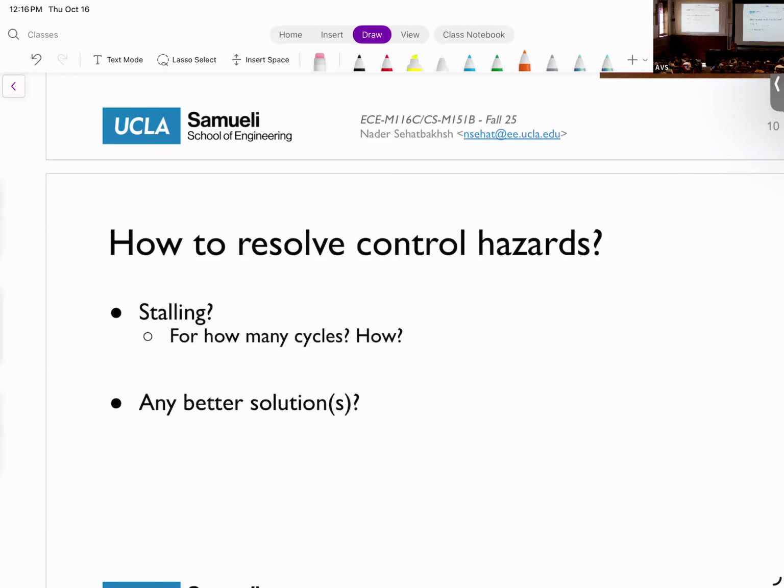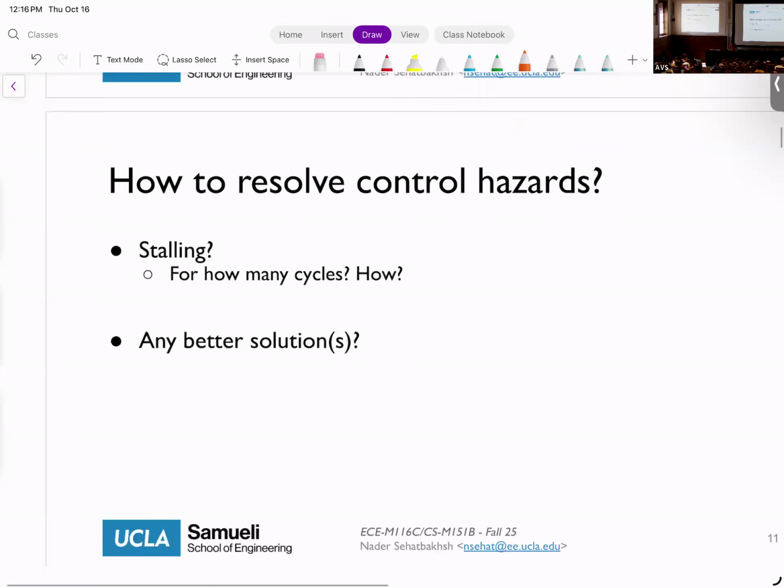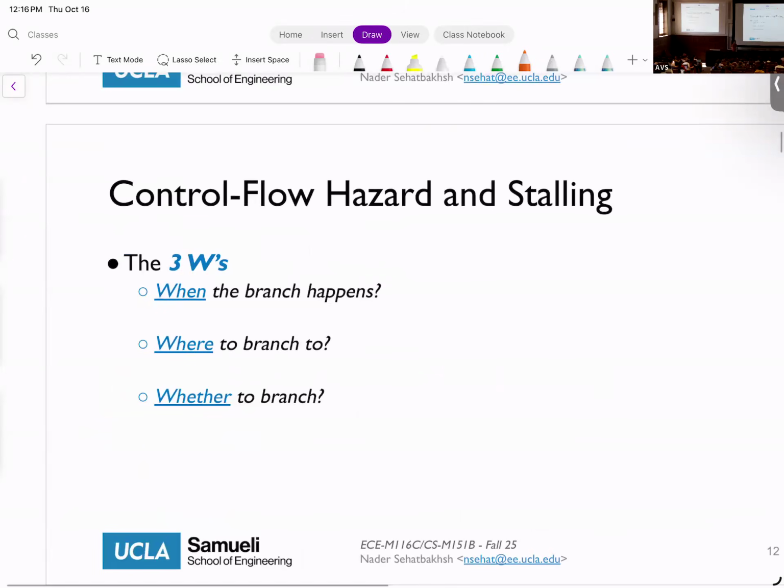You just need to know the outcome of the branch. So the question is, how many cycles do I need to wait to know the outcome of the branch? Okay, 2 cycles. You are also saying 2 cycles because that's when we know the PC plus offset. Okay. All right. So in order to answer these questions, this is what you need to know.